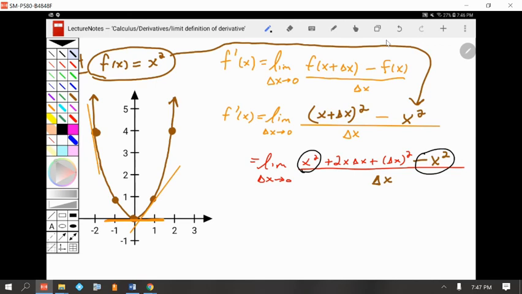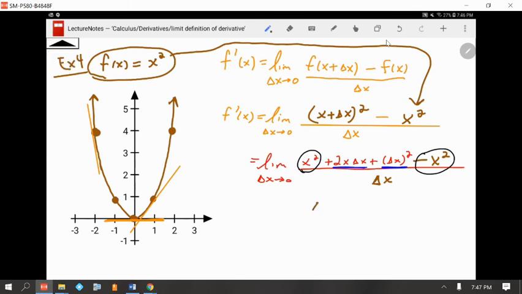But notice there's 2 terms left. There's 2 terms left in the numerator, a 2x delta x and a delta x quantity squared. And those 2 terms have one thing in common. What is a common factor that we have in those 2 terms? We have a delta x. And what can you do with a common factor? You factor it out. Everybody say it. One more time. What are we going to do with the delta x? Factor out the delta x.